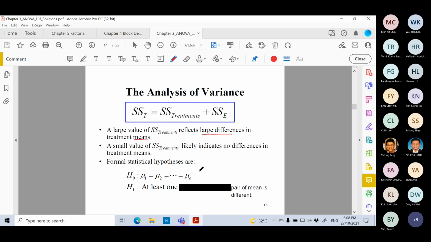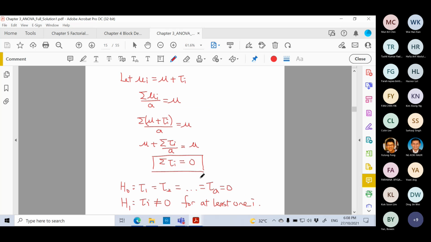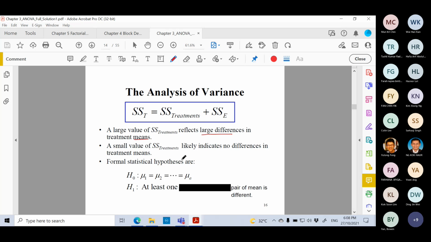Our hypothesis testing is testing that the mean for 1 equals the mean for 2 until the mean for a. You have a treatment means, so we compare the a means for the a levels. Whereas the alternative hypothesis will be that at least one pair of means is different. So you do not know whether it is 1 and 2, or 1 and 3, or 1 and 4, and so on.